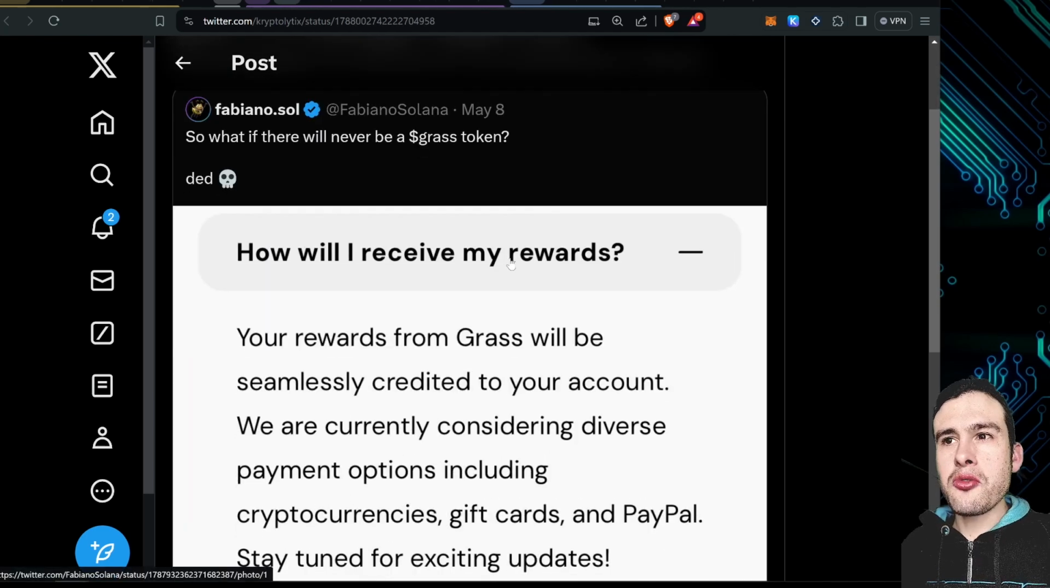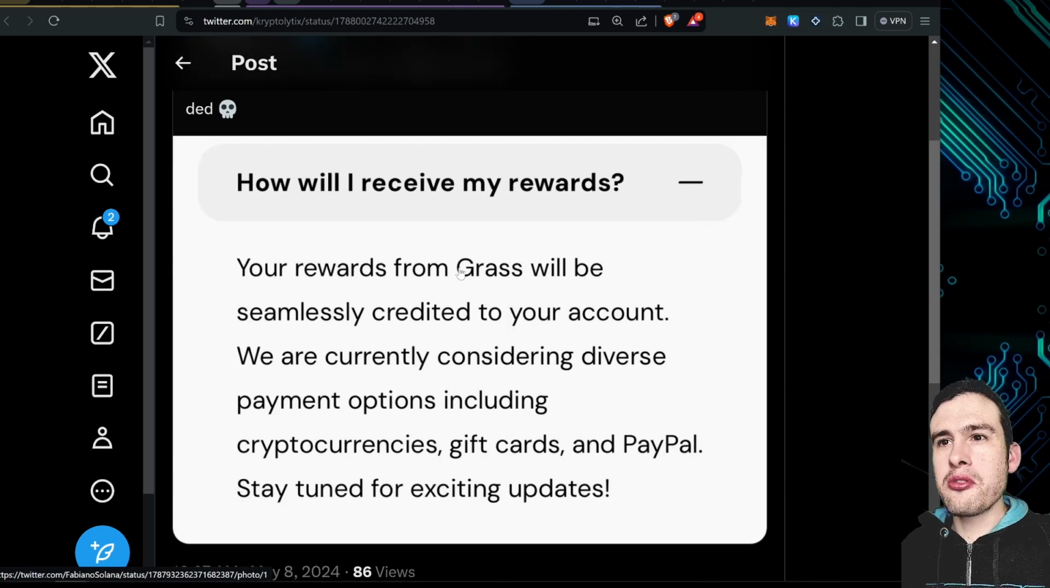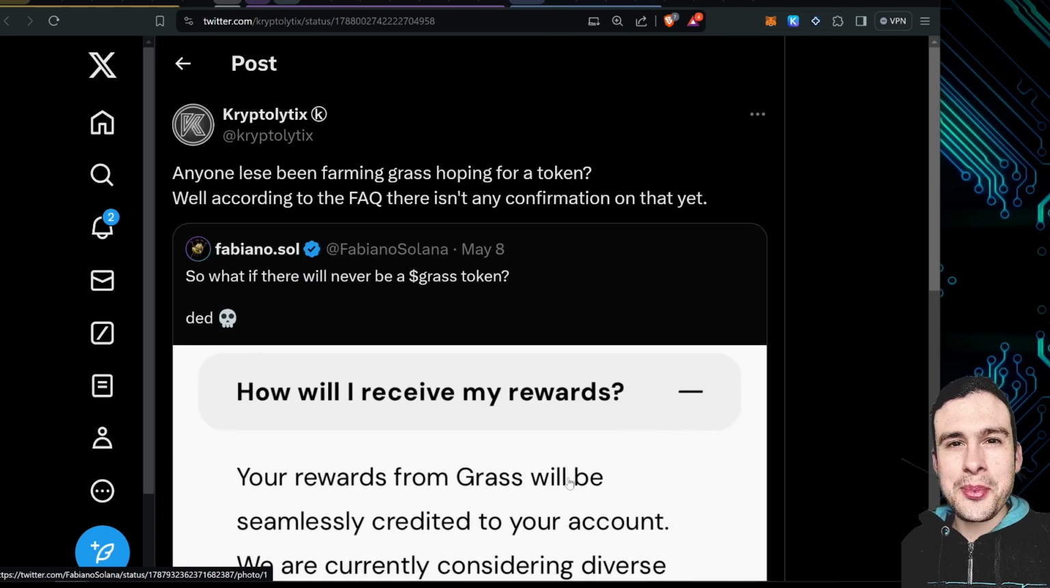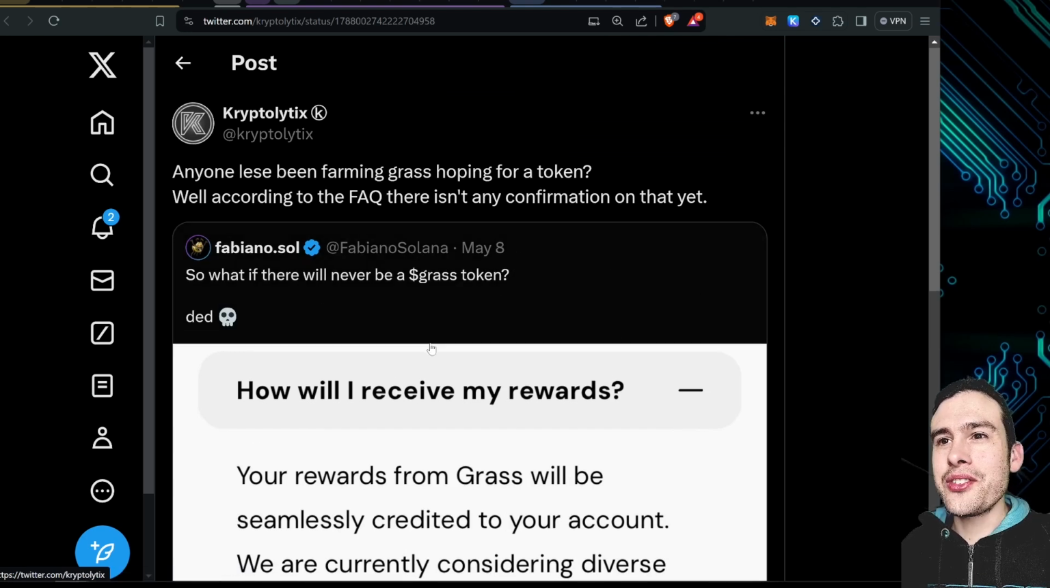Also, if you've been farming Grass, which is like bandwidth sharing, similar to Uprock, in their FAQ you can read that it says, how will I receive my rewards? It says your rewards from Grass will be seamlessly credited to your account. We are currently considering diverse payment options, including cryptocurrencies, gift cards, and PayPal. Stay tuned for updates. Hang on, where's the airdrop? You know what I mean? I think that's what everyone's talking about. Where's the Grass token? There's no mention of it, right?